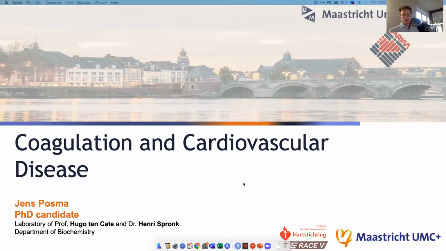So my name is Jens Posma, and I'm a PhD candidate at the laboratory of Professor Hugo ten Cate and Dr. Henri Spronk at Maastricht University. I work at the Department of Biochemistry, and our lab is focused on thrombosis. During my PhD project, I have been looking at how coagulation plays a role in the development of several cardiovascular diseases. And that's what I want to show you today.